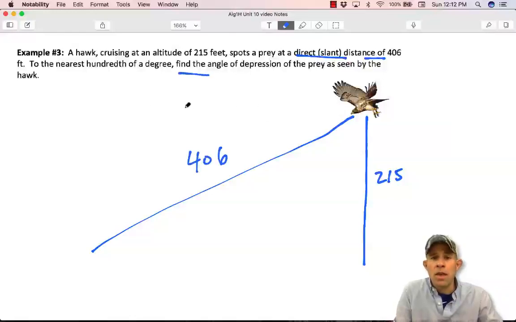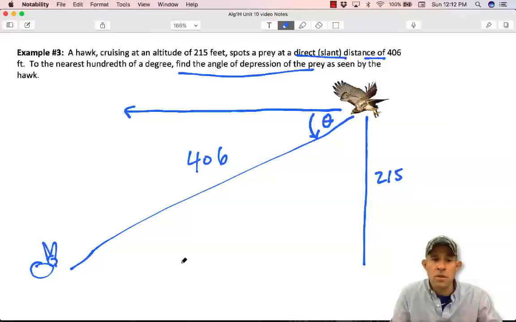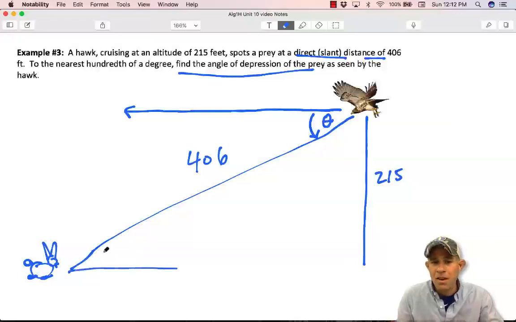Now, we want to know the angle of depression of the prey as seen by the hawk. So keep in mind, your angle of depression is always the angle below the horizontal. So let's draw our horizontal line of sight there. And the angle of depression now will be this angle here between the horizontal and the line of sight down to our prey. So we'll just say it's a fluffy little bunny rabbit. There's its 2 ears and its legs and a cottontail. And we want to know this angle of depression.